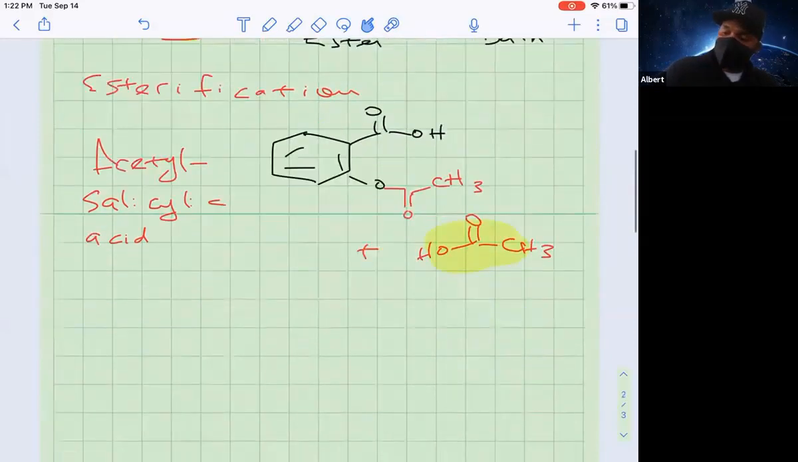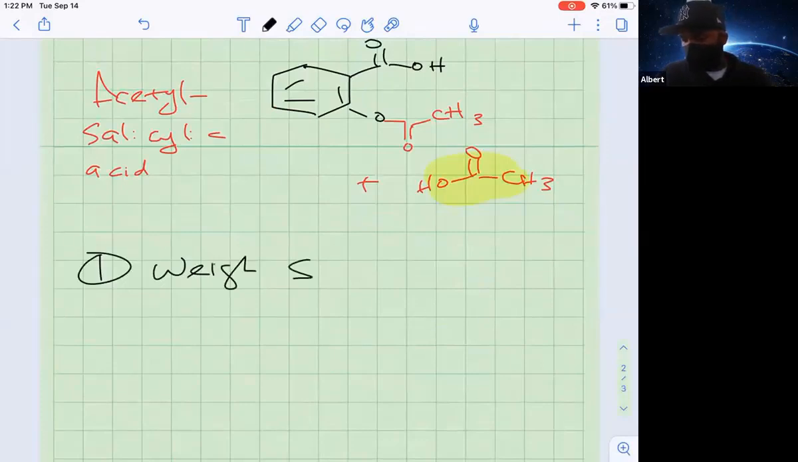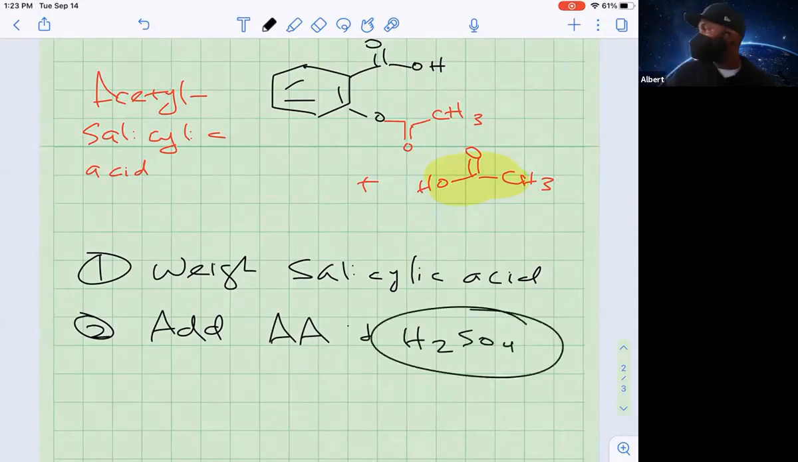So I'm going to put the steps down here. The steps for the synthesis: the first step is to weigh out salicylic acid. Add acetic anhydride, and sulfuric acid. Sulfuric acid is your catalyst. We're only going to add a few drops. I think the procedure calls for 6 to 8 drops.